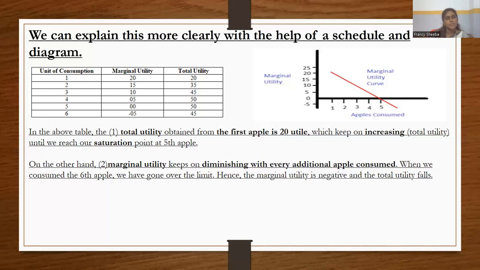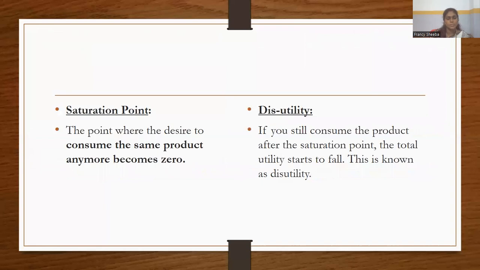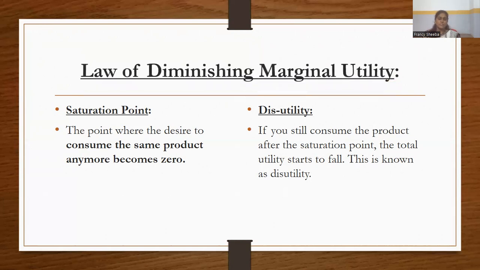Let me explain to you one of the main differences between saturation point and disutility. Saturation point is the point where the desire to consume the same product any more becomes 0. Disutility is when you still consume the product after the saturation point, the total utility starts to fall. This is known as disutility.